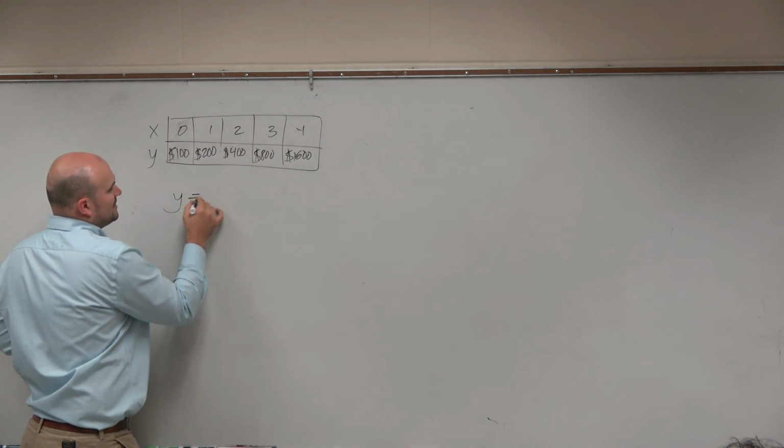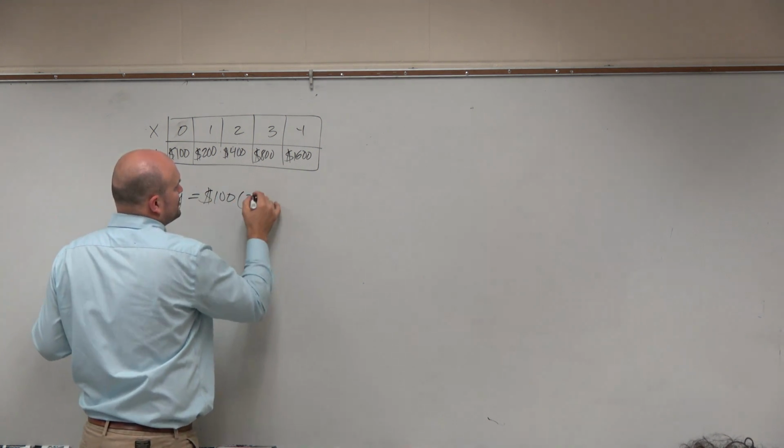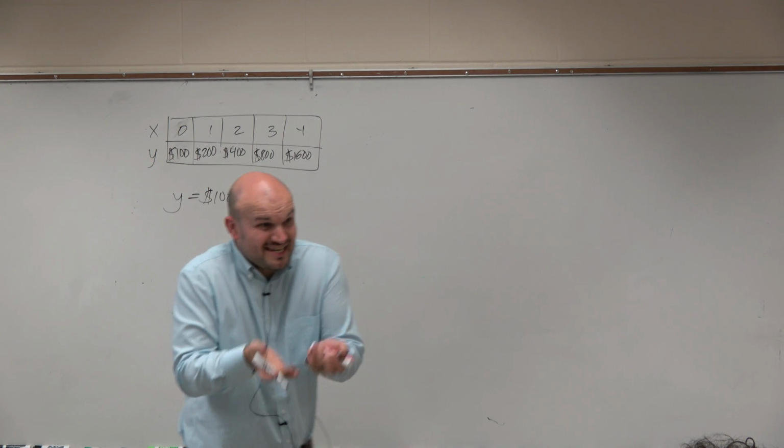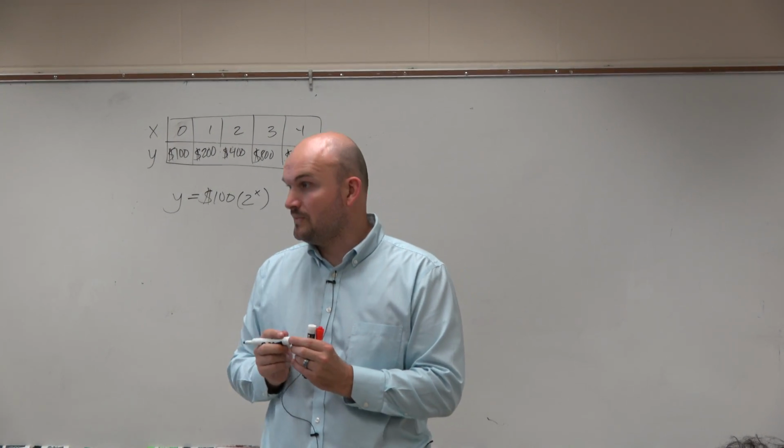So the equation looks something like this: 100 times 2 to the x, right? Which is an exponential function, which you guys probably forgot. But we did go over this in Algebra 2, all right?